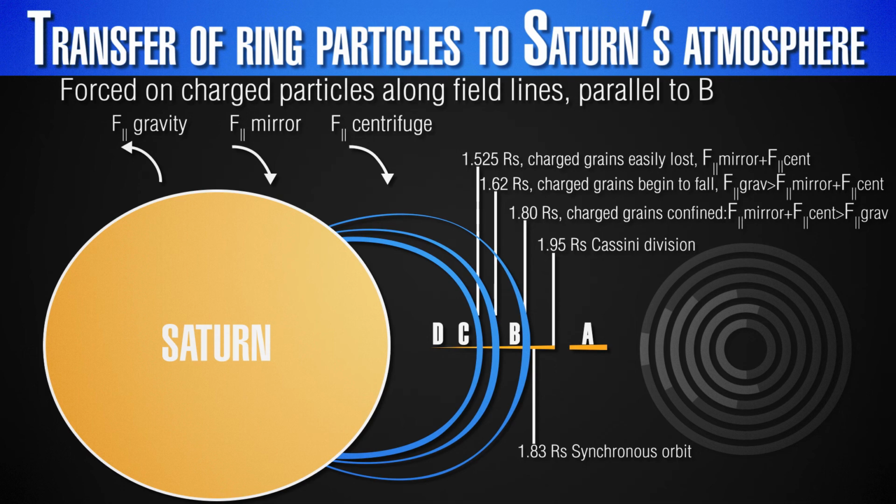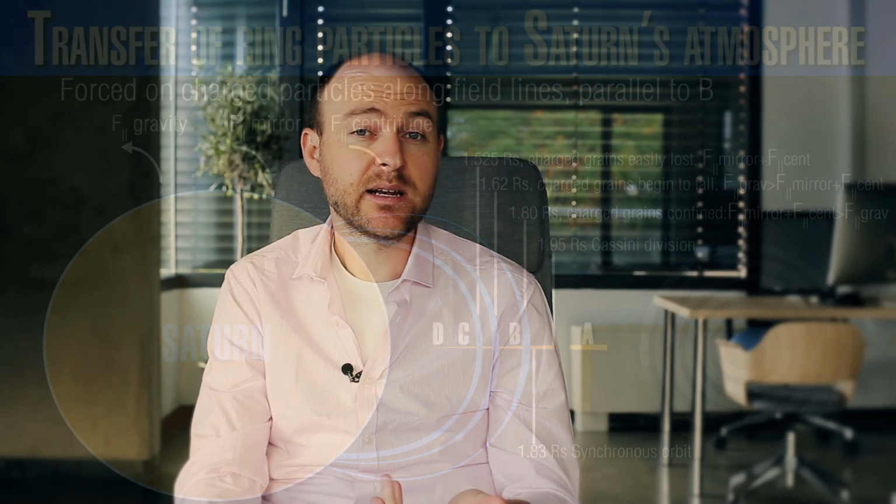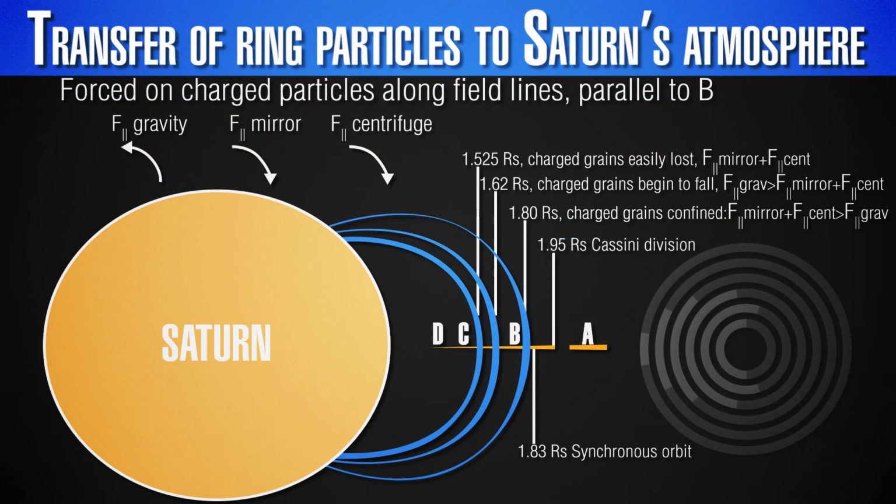Then we see at 1.62 RS, so Saturn radii, charged grains start to fall, but they also experience what's called a mirror force. So a magnetic mirror force is when you have converging magnetic field lines. If you're flowing along field lines towards a region where they're converging, you're going to feel a force essentially pushing you opposite of that direction. That's called the mirror force. Okay? So the mirror force helps centrifugal force out in some cases. It balances against gravity. So within about 1.62 RS, gravity is still going to win.